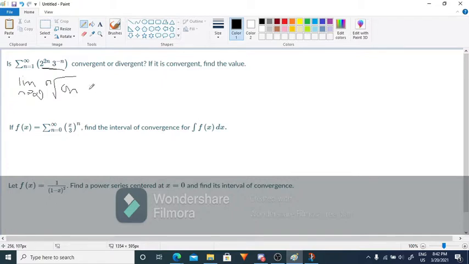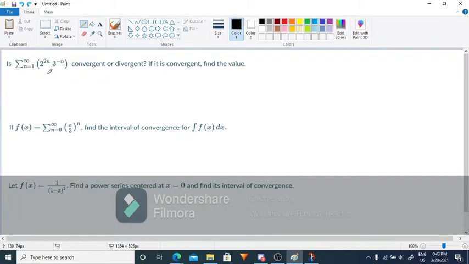And for this, if it's less than 1, then it's convergent. If it's greater than 1, we know it's divergent. If it equals 1, then the test fails, and we have to do a different test. But as soon as I see those n exponents, I immediately think that we'll be using the root test.